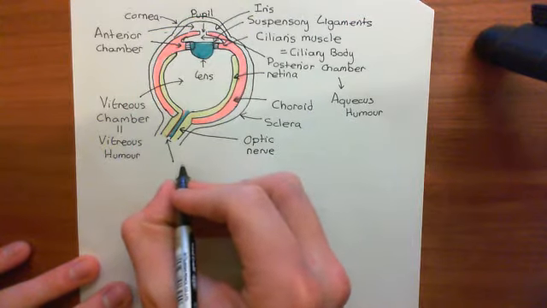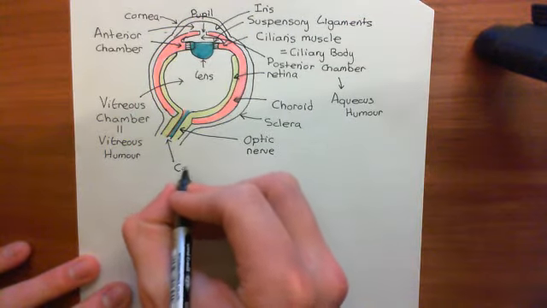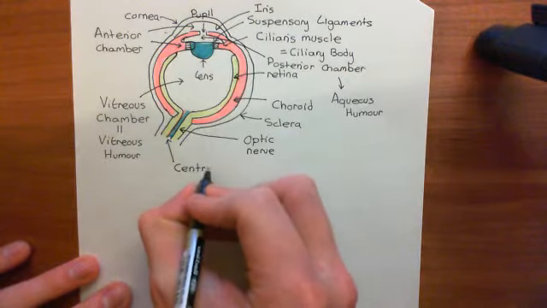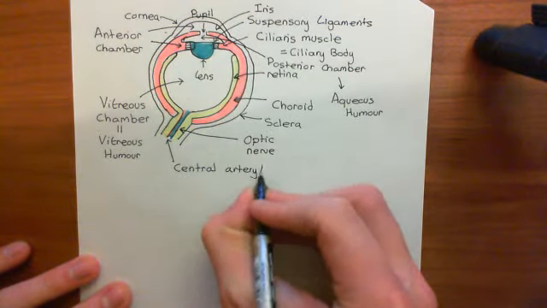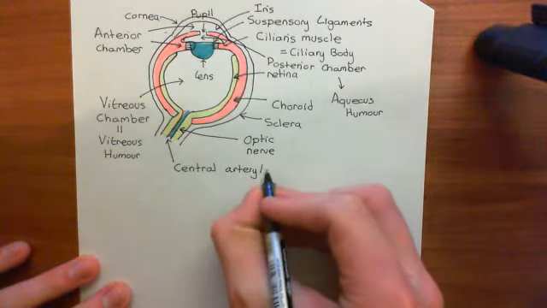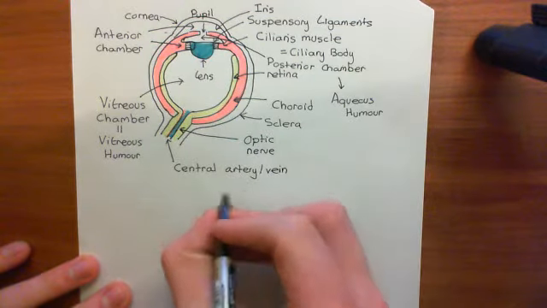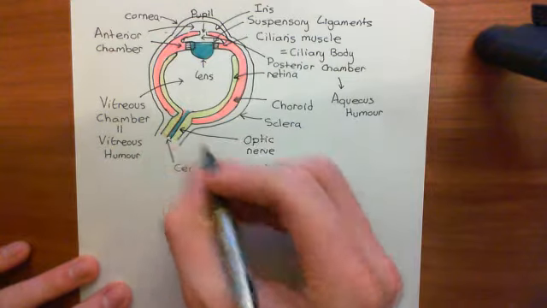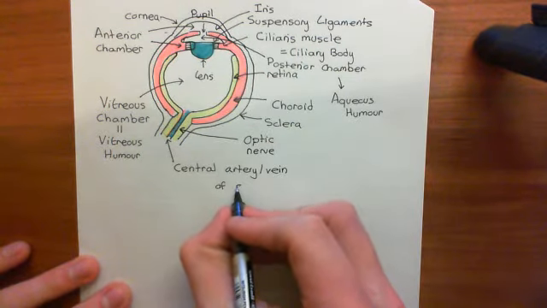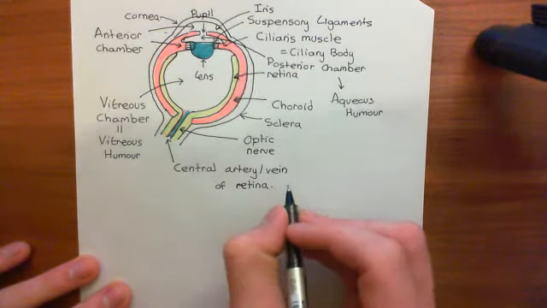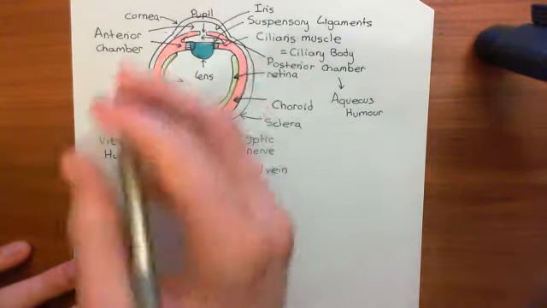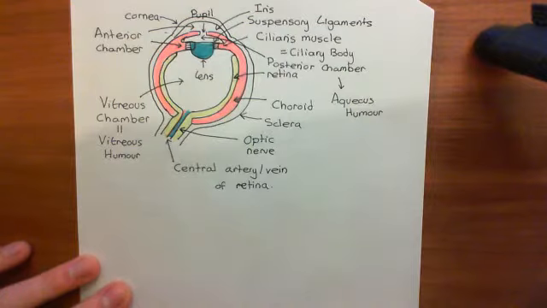So the artery will bring the blood in and the vein will take it away, and the names of them are the central artery and vein. So you've got the central artery and then also the central vein of the retina. Okay, so running in this canal, you have the central artery of the retina, and then you also have the central vein of the retina. Okay, right. So that's the macroscopic anatomy of an eye then.